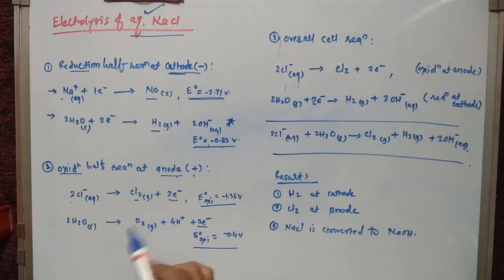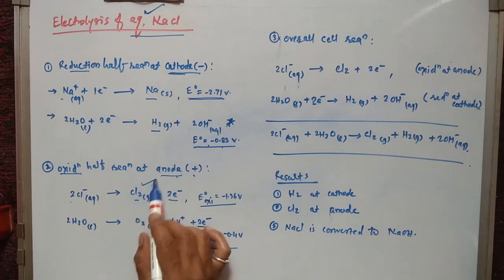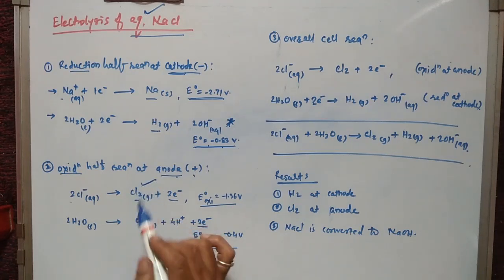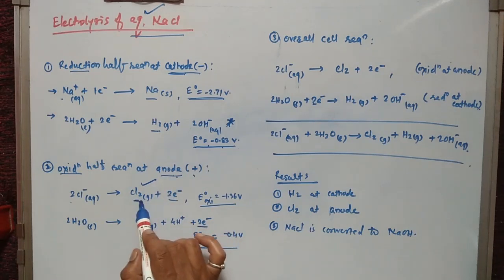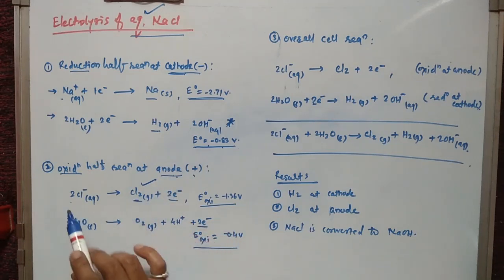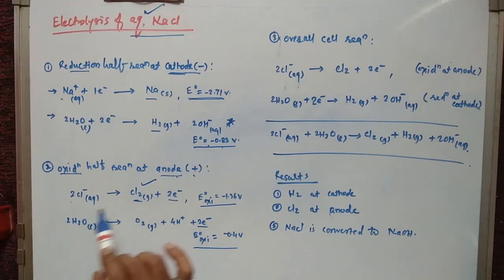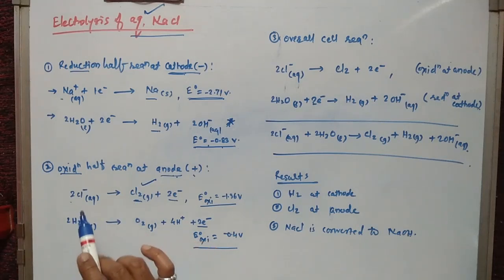But practically chlorine gas is liberated. It is found that chlorine gas is liberated at the anode. That's why the main product is Cl2, and there is simply oxidation of chloride ion to form chlorine gas.